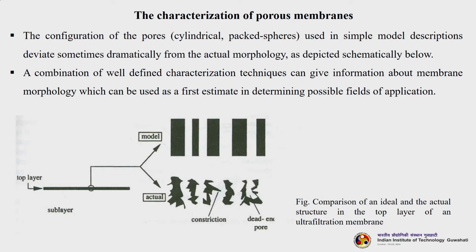You can see your model, or this ideal pore, looks like this: cylindrical parallel pores. However, your actual pores are like this. This is what I was talking about, the smallest constriction. You can see this is the pore diameter that you are going to characterize for this particular pore. But you see how the flow will take place from here.